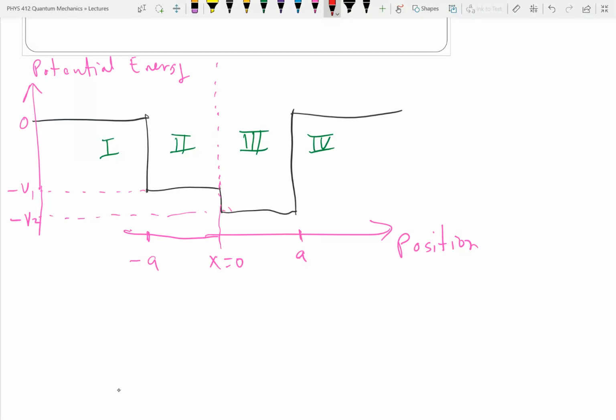You could solve for energy less than V2, in which you get no answer. You could solve for energy between V1 and V2, which will give you one distinct set of answers. You can solve for energy between minus V1 and 0, which will give you a second set of distinct answers. Or you can solve for positive energy, which will get you a third set of distinct answers.